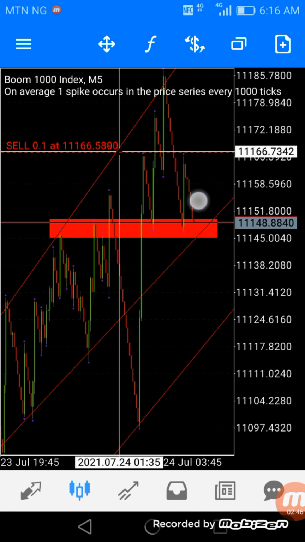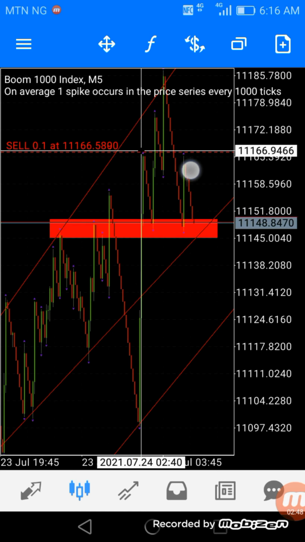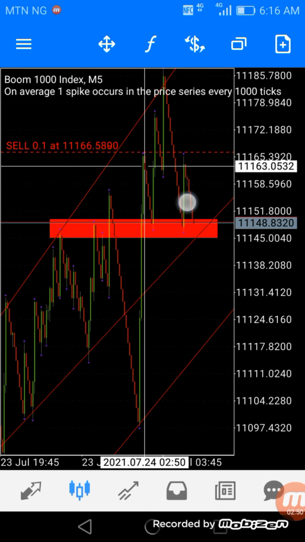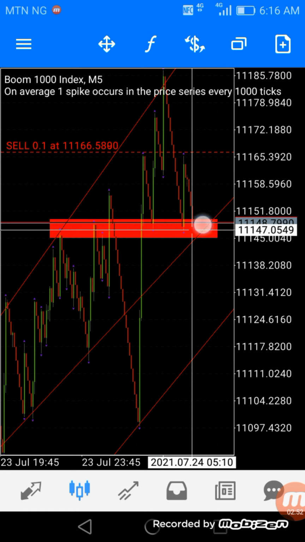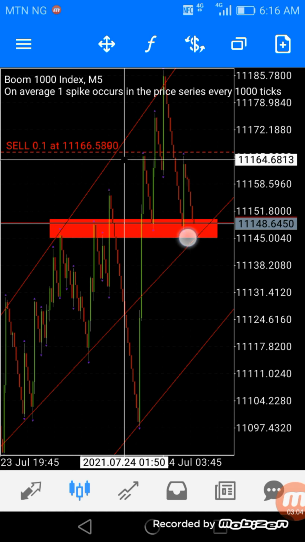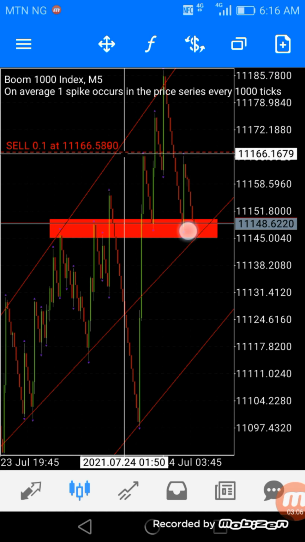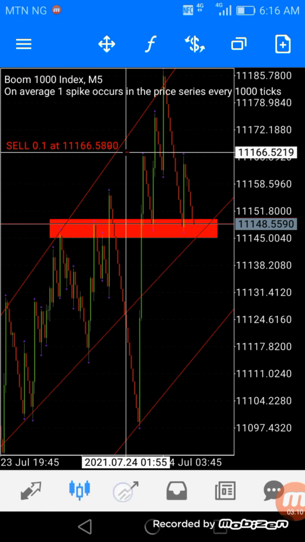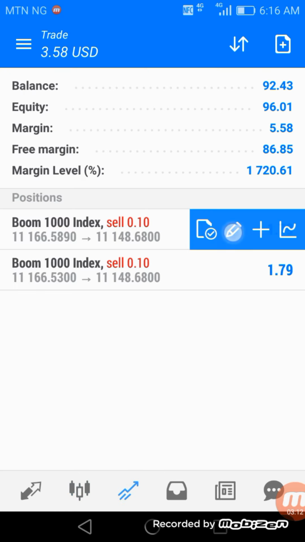Now you discover that the market has found a resistance here, and then it has found a support here. So we're going to set our stop loss exactly at our entry, and in that case there is nothing on earth that will put this trade into loss. So let's look and see what it is. Okay, let's set it to be 11166.5. That's going to be our stop loss.